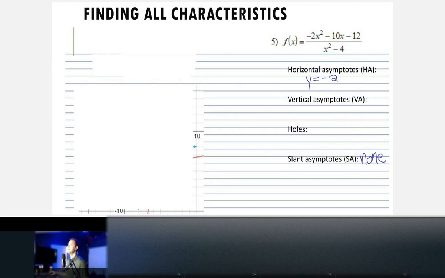All right. When doing VA, what we need to do is factor everything. You must factor the numerator and we must factor the denominator. So again, hopefully you are pretty solid on factoring polynomials at this time in your math career, being in pre-calc. You should be.